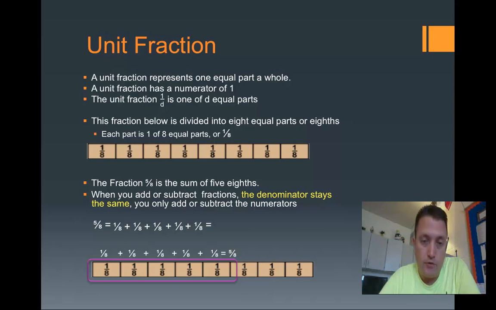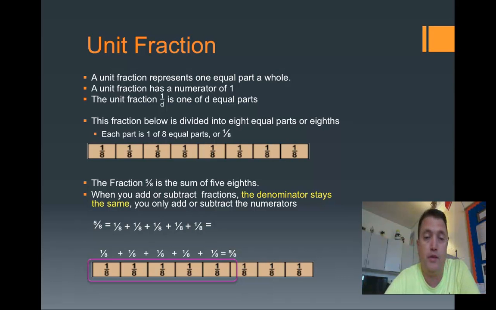When you add or subtract fractions, the denominator stays the same. Important to know. Sometimes you may have to make a common denominator to add or subtract fractions, but we're not quite there yet. For now, we're just going to focus on fractions that have the same denominator to start with. You only add or subtract the numerators. The denominator does not change.